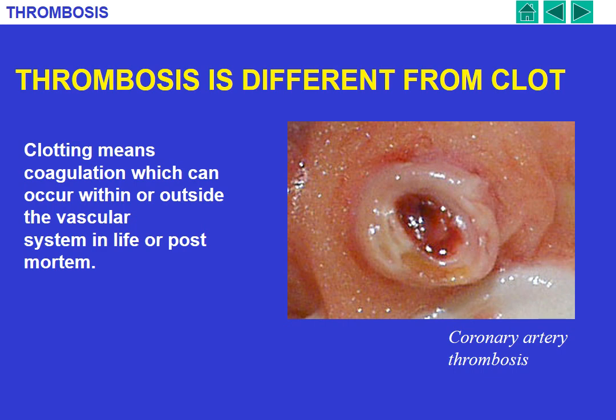Thus, if I pour some blood into a dish, it will clot, and that is not thrombosis because it's outwith the vascular system. Similarly, I can find blood clot in blood vessels at post-mortem. This is not thrombosis, this is coagulation or clotting.